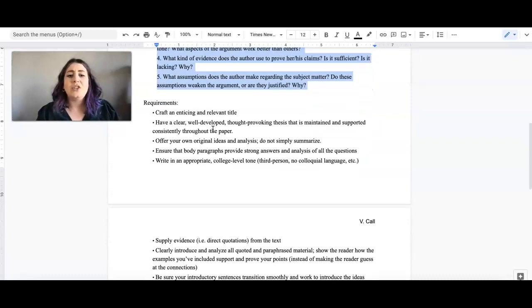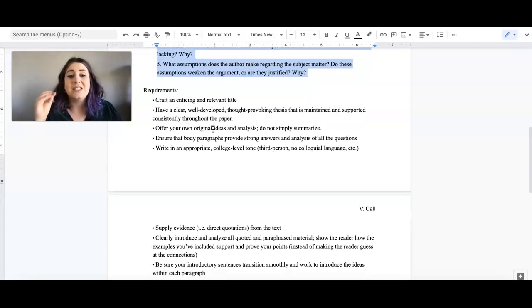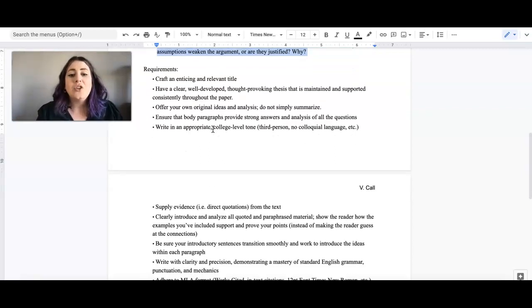Basic requirements. You need to craft an enticing and relevant title, so don't give me "Essay One." Have a clear, well-developed, thought-provoking thesis that's maintained and consistently supported. So whatever you decide about the effectiveness of the essay, your entire essay needs to come back to that and support that, okay? Ensure that your body paragraphs provide strong answers and analysis to all the questions.